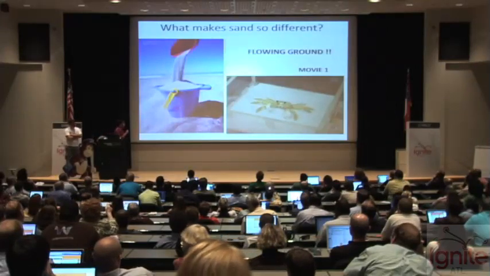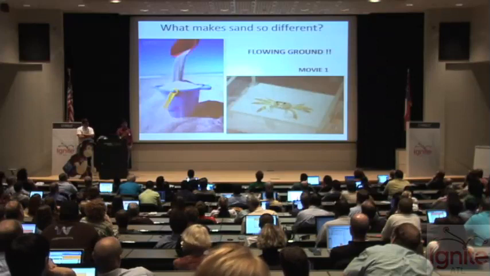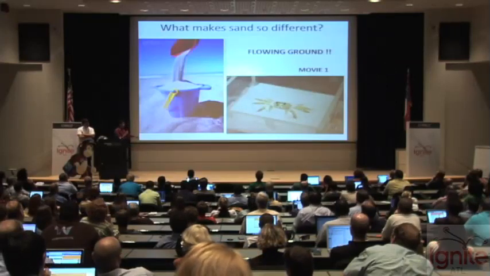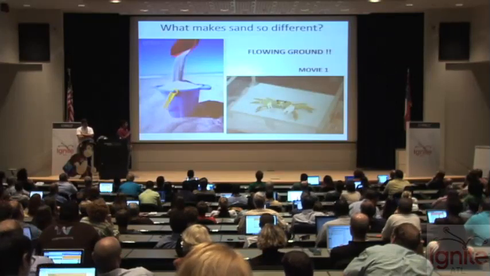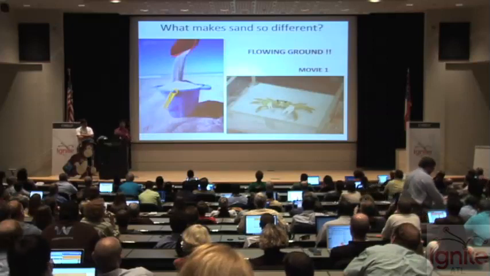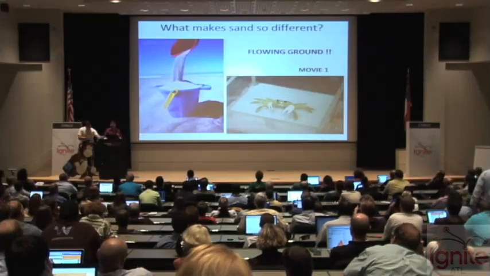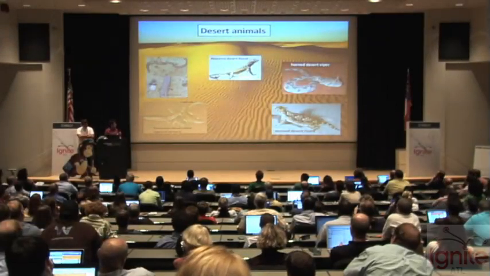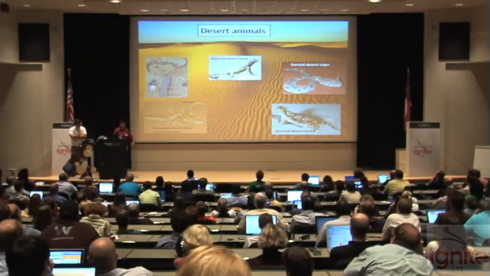Sand can exist in a number of states. It can act like a solid, like you see piles of sand, or it can behave like a fluid, as you can see in that. We pass air through some glass beads, and the crab sinks into it. So it's this interesting property of sand that makes it different from solids that makes us interested in studying it.